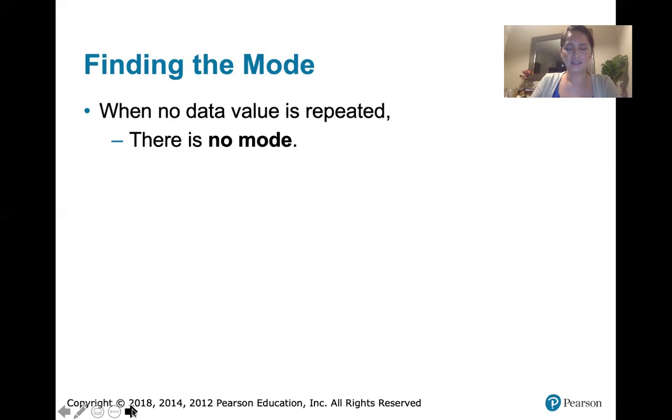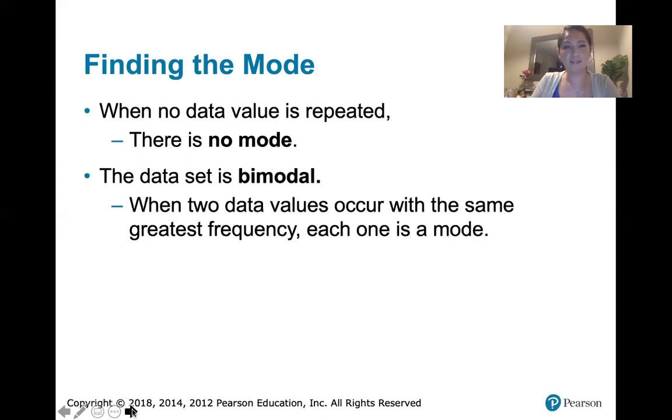Now, this is how you distinguish between those cases. If there's no data value that's repeated, so all of the data values are unique, there's no mode. Now, it's possible that there's one data value that appears the most number of times, then that would be the mode, and it would just have a single mode. It's also possible that you have 2 data values that occur with the same frequency, and that frequency is the greatest frequency in the data set.